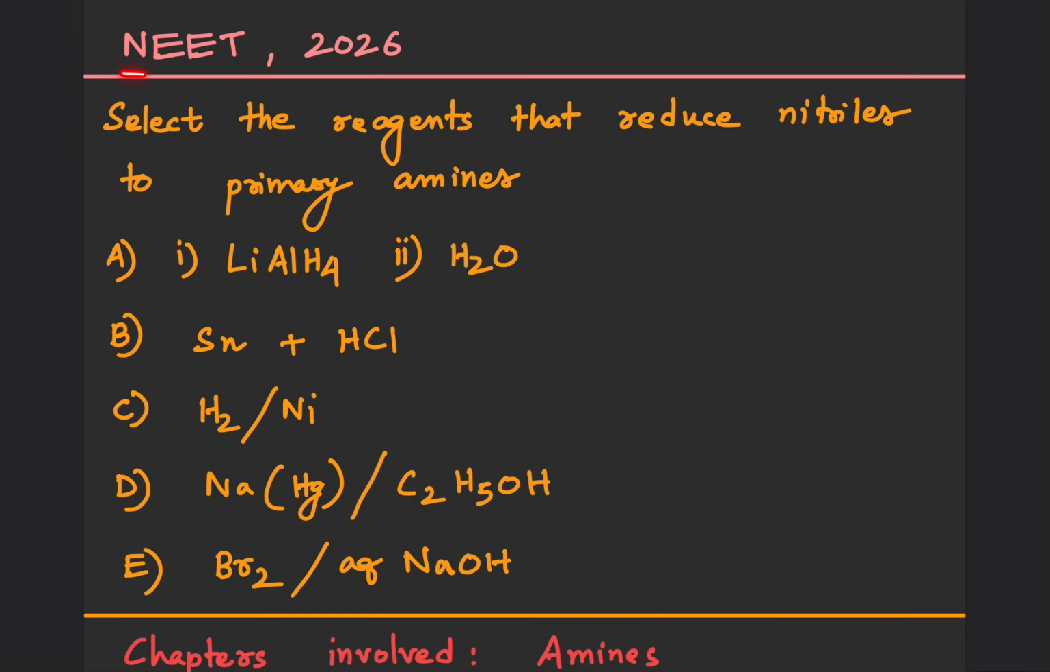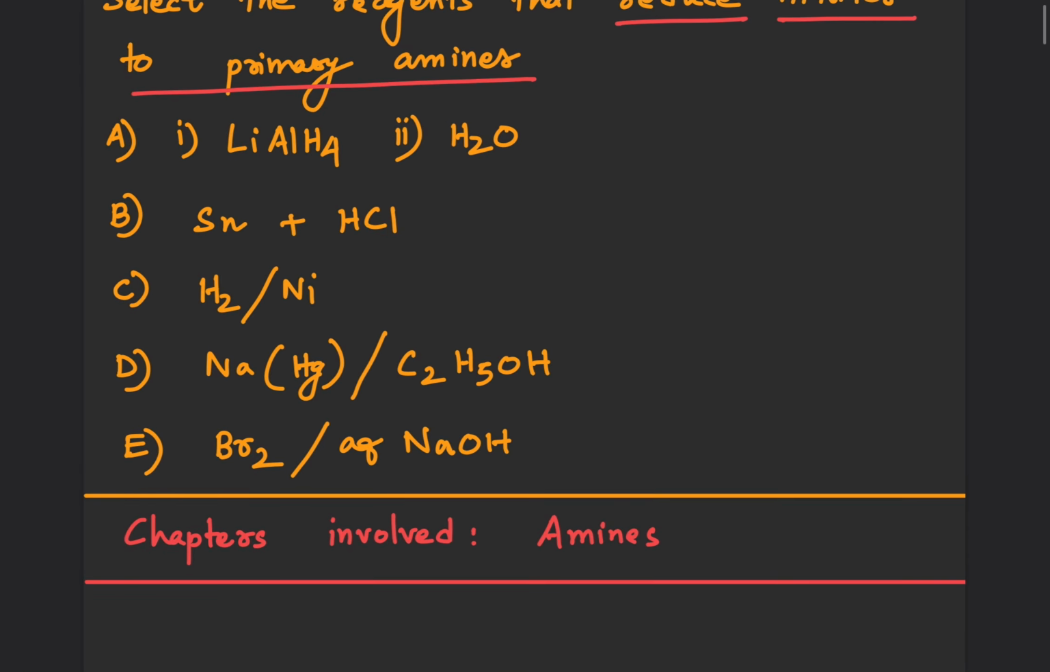Hello everyone. So this is a question from NEET 2026. Select the reagents that reduce nitriles to primary amines. Important. Reduce nitriles to primary amines. Okay. So certain reagents are given to us: lithium aluminum hydride, water.